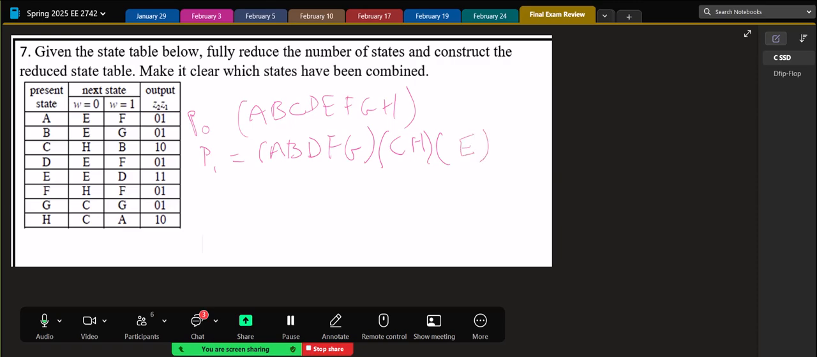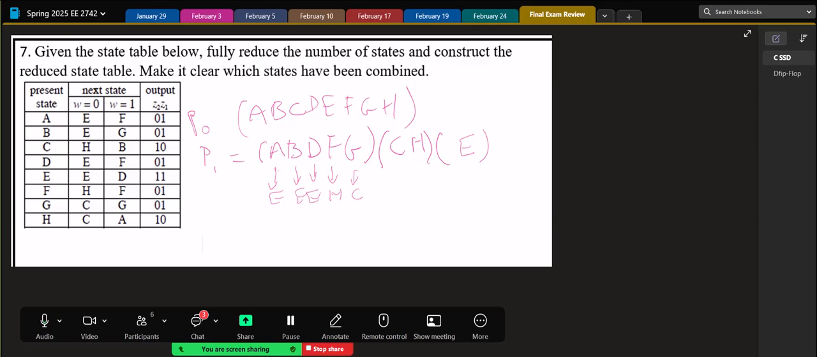At this point, I always check to make sure that I have everything, and I only put anything in one category. A, B, C, D, E, F, G, H, yes. Okay, so now, any questions on that first step? Okay, so now I'm going to look at where they go for W equals 0. So I'm just going to draw underneath here. So A goes to E, B goes to E, D goes to E, F goes to H, and G goes to C.